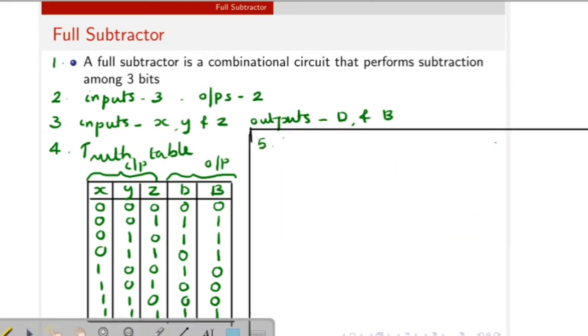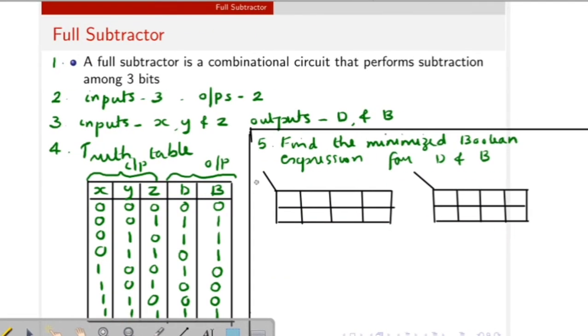So the fifth step is to find the minimized Boolean expression for both D and B. For this we draw the K-map and find the expression. So here this is the K-map for the difference and this one is for the borrow.